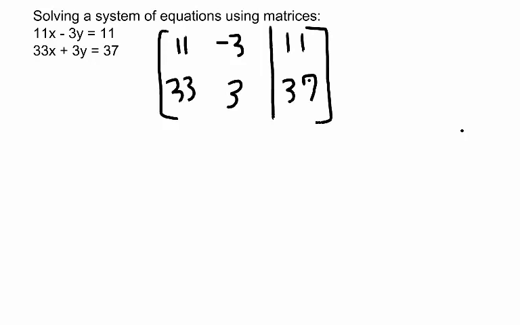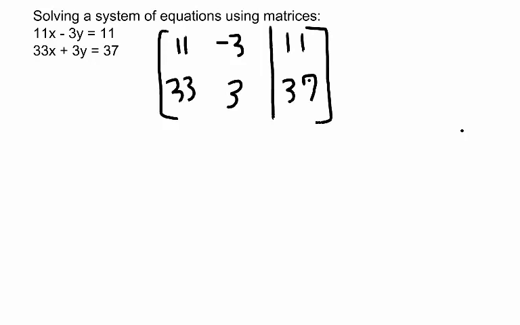There are 3 types of row operations that we can use. We can switch rows, we can perform row multiplication, where we take a constant and multiply it through each equation. And we can also perform row addition, where we add 2 rows together. So let's get started solving this system of linear equations.